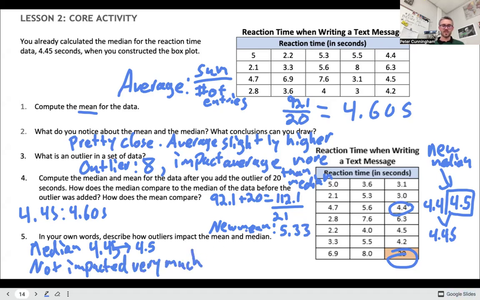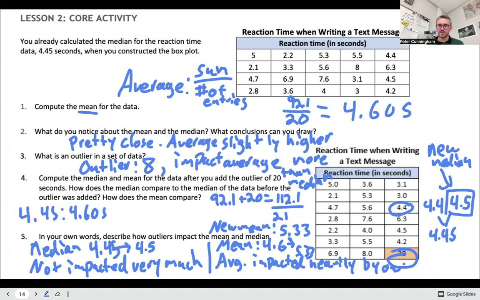Now let's look at what happened with the mean. The mean went from 4.6 all the way up to 5.33. So what we can conclude here is that the average, or the mean, is impacted heavily by outliers, or at least more so than the median.